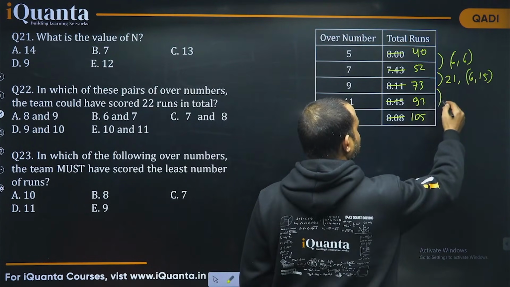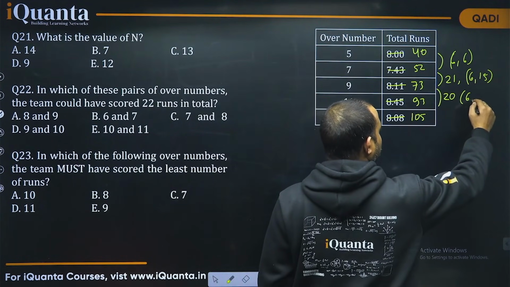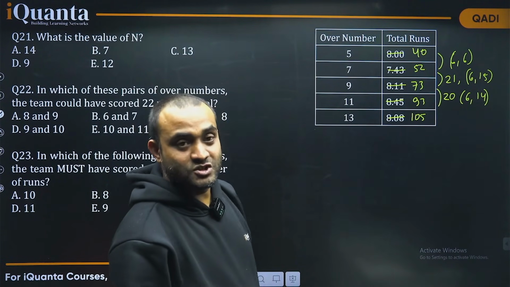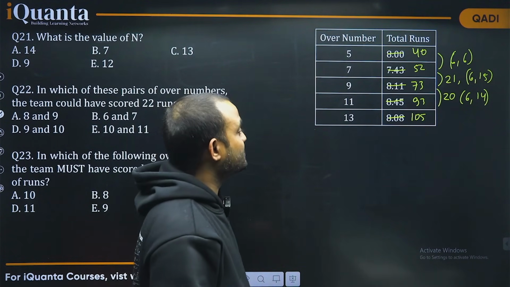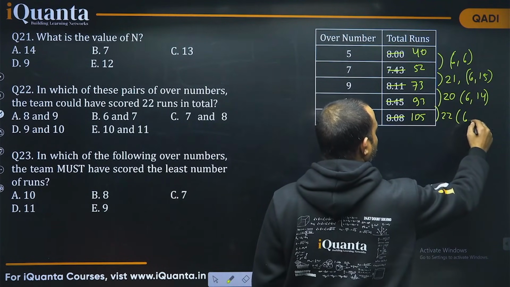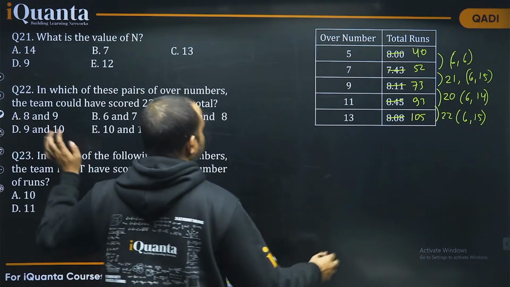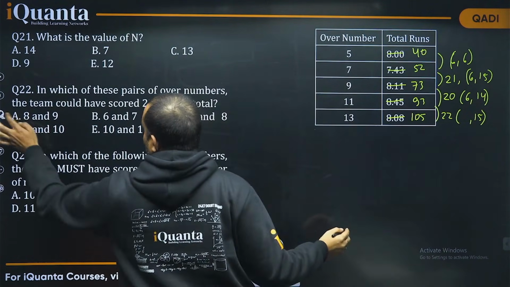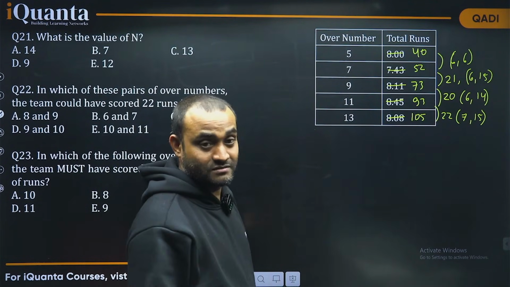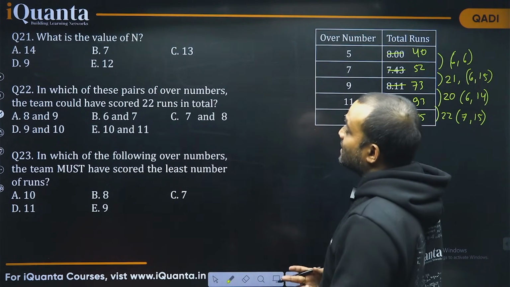In these two, total runs scored is 20. Once again, same situation. Minimum 6, maximum it can be 14: 6 plus 14, 7 plus 13, 8 plus 12, 9 plus 11, 10 plus 10. Then we have 22 here. So minimum 6 and maximum is already given as 15. So you cannot take 6; with maximum 15, the minimum must be 7. So 7 plus 15, 8 plus 14, 9 plus 13, 10 plus 12, 11 plus 11, all of these are possible. Now it says, what is the value of n?